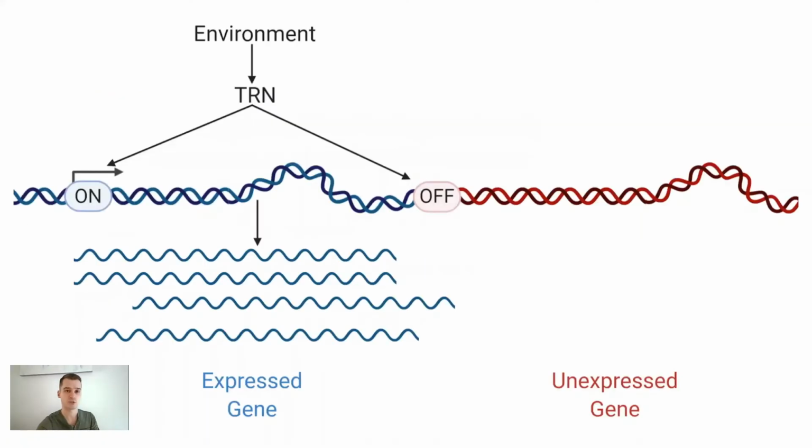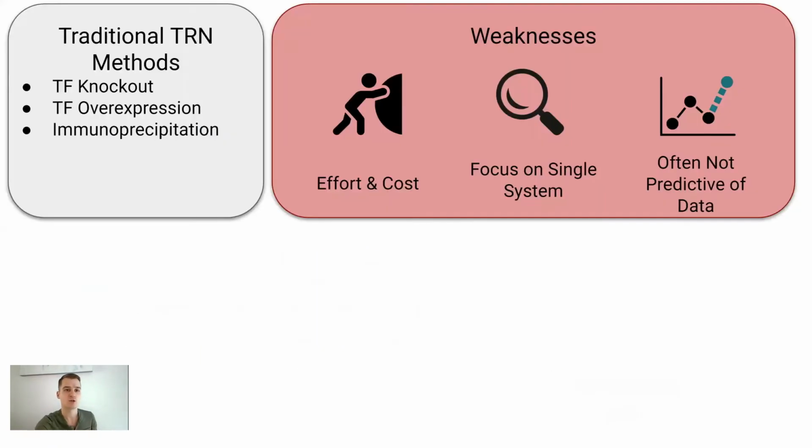So it all starts with the transcriptional regulatory network, or TRN. This is the system that takes signal from the environment and converts it into gene expression. Traditional TRN methods include transcription factor knockouts, transcription factor overexpression, immunoprecipitation assays, and other wet lab methods, which take a lot of effort and cost and require narrowing in on a single system. And the results that they get, while very important for gaining real mechanistic understanding, are not very predictive of data.